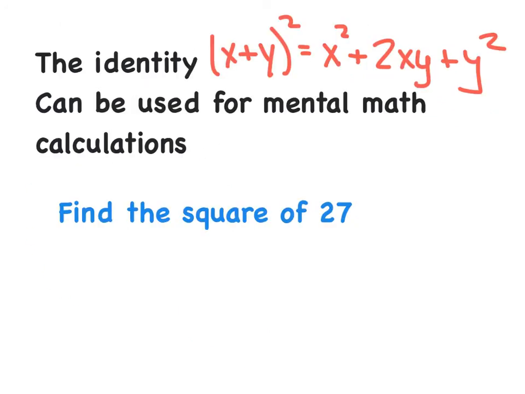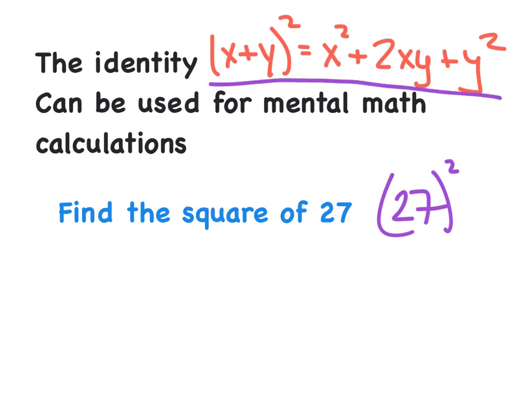So identities are pretty handy. This identity given here can be used for mental math calculations. So if I wanted to find the square of 27 without a calculator, 27 squared, what the heck would that be? Well, here's a method using an identity to help you get that. So I'm going to decide if the left side or the right side is more useful. Basically, I want a number squared, so I'm going to start on the left side. And it says, if you can tell me an x and a y that make 27, we can use this identity to figure it out.